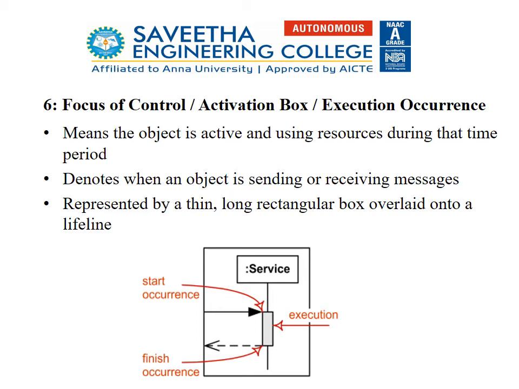If you see the diagram, you can understand what the activation or focus of control is. This represents the start of the occurrence, and the rectangular box represents that during that time period that particular object is active, and the reply says that it is the finish of the occurrence.